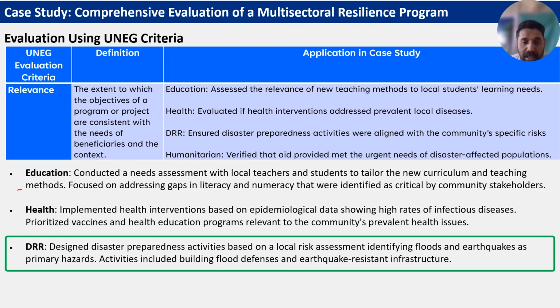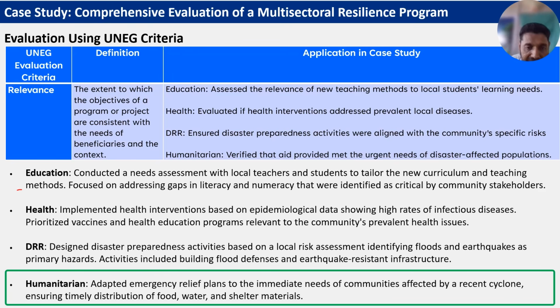Similarly, in DRR, we designed disaster preparedness activities based on a local risk assessment, identifying flood and earthquake as primary hazards. Activities included building flood defenses and earthquake-resistant infrastructure. In humanitarian, we adapted emergency relief plans to the immediate needs of communities affected by a recent cyclone, ensuring timely distribution of food, water, and shelter.